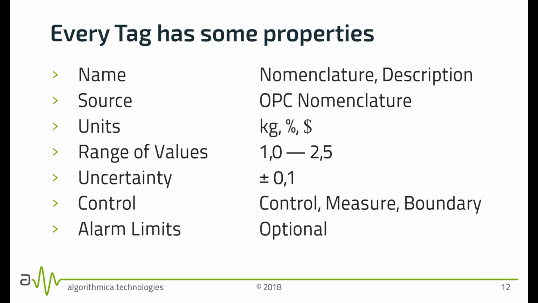Fourthly, there's an allowed range of values. So every tag has a minimum and maximum allowed value to it, and the reason why this is important to us is that if we see a value that is below the minimum or above the maximum, we can identify that measurement as being not allowed, not physical, impossible, or one of those. In other words, we will ignore any measurements that are outside of that range of values.